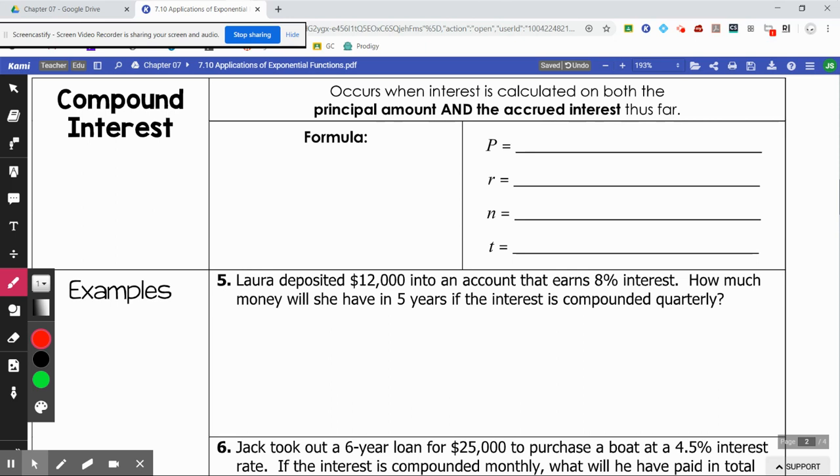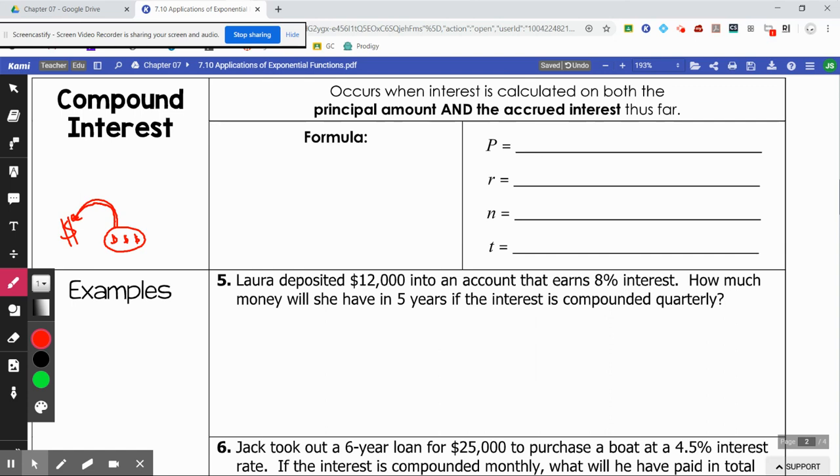Compound interest, new formula. This occurs when interest is calculated on both the principal and the accrued interest. So you can think of it like this. You invest a pile of money. And when you invest money, it earns interest the longer that you leave it in the bank. However, we would really like for our interest to earn interest. So the process of compounding interest is actually taking the amount of interest that you earn and putting it into your big pile of money and letting it earn interest as well.